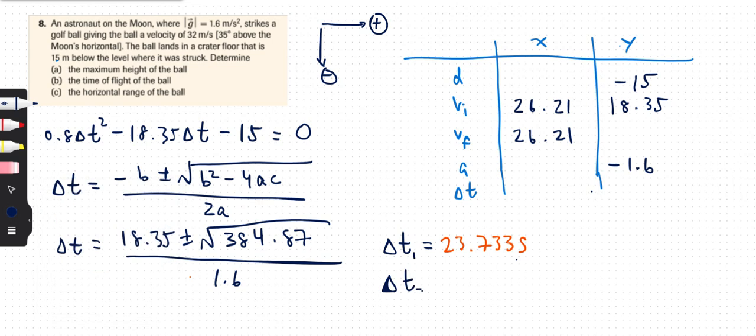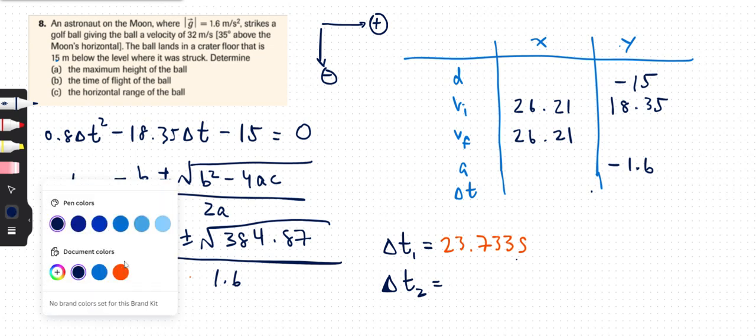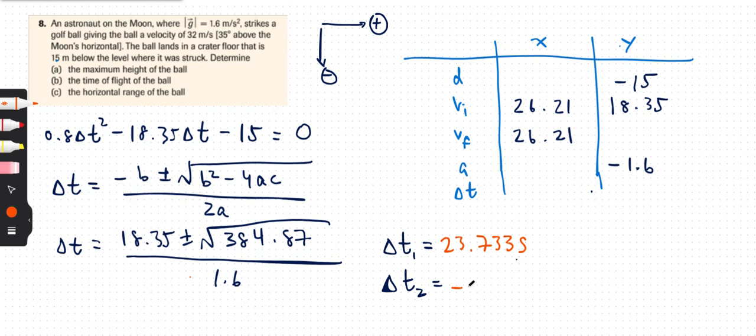Let's call this T1 and T2. So I got negative 0.79. So let's think about this logically. Time only goes in a positive direction. Like you can't have negative time because you can't go back in time. So that means T1 must be the right answer.